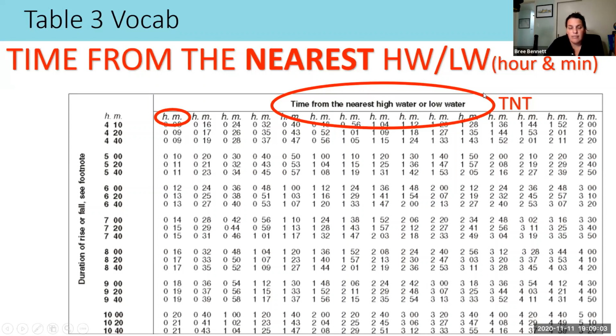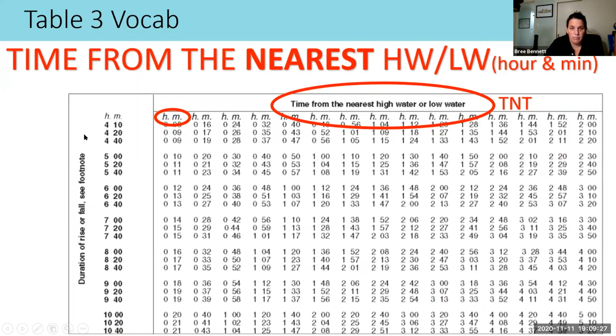You'll hear me talking about it, or you might hear somebody else talking about it. The time from the nearest high water or low water is nicknamed TNT, time from the nearest tide.